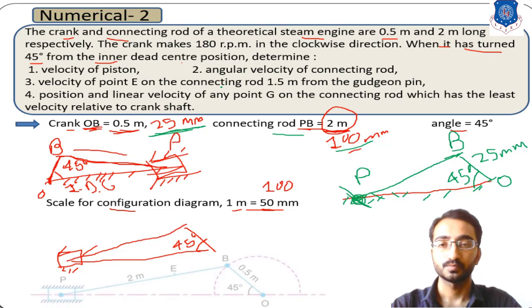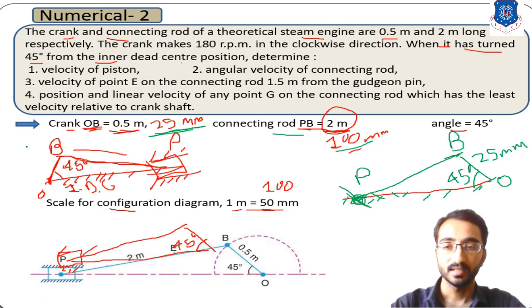So let's consider this arrangement. In the same way, there is the fixation point O, and with reference to that, OB is your crank, with a length of 25 mm, that is your drawing length. And in a similar way, here it is 100 mm, that is your drawing length.